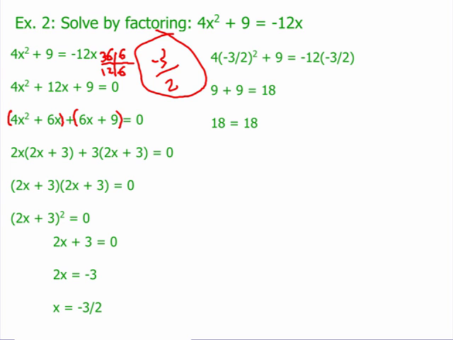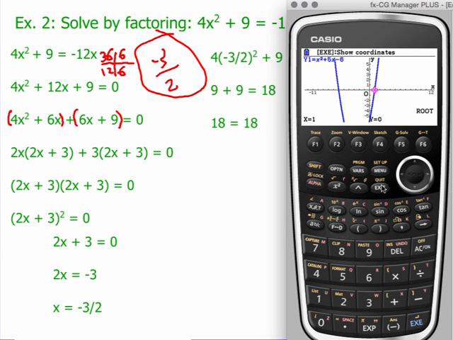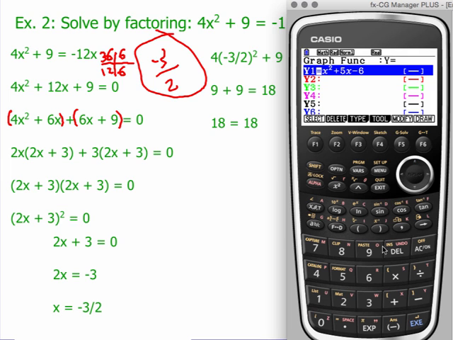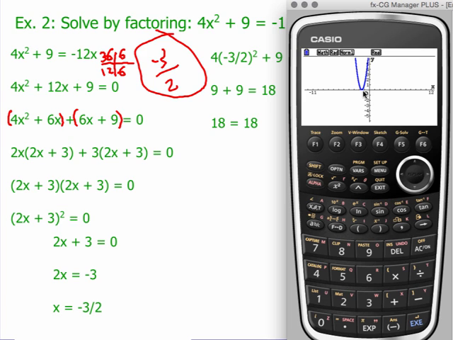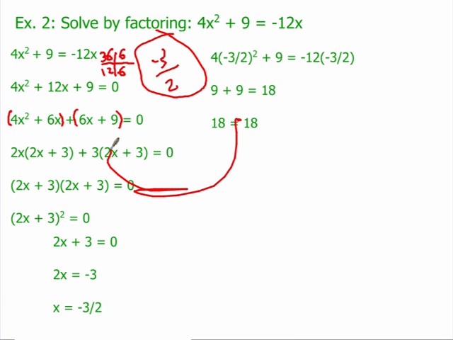Let's go ahead and grab the graphing calculator and see how that looks. Clear this out of here. So if I put into the graphing calculator 4x squared plus 12x plus 9, graph it, we see that it touches the graph at exactly 1 point, which confirms for me that it does only have one solution. Check the roots, and we see that negative 1.5, which is negative 3 over 2, is the solution, so we did it correctly.